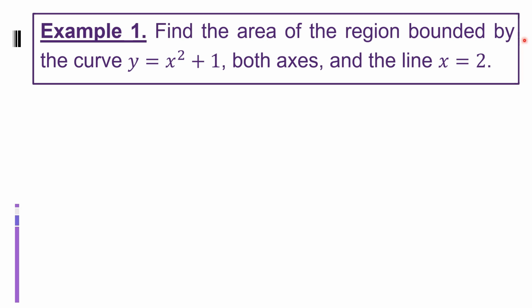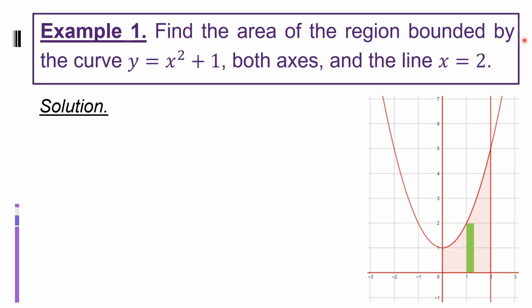So first thing is, we have to visualize ano yung itsura ng area natin. So for our solution, ito yung itsura ng ating area. So this is the x squared plus 1 equals y curve. This is our axis. And this is our line x equals 2. So, naglagay ako dito ng rectangle to show the Riemann sum. So the width of this is delta x, while the height is f of x sub i. So that is x sub i squared plus 1.